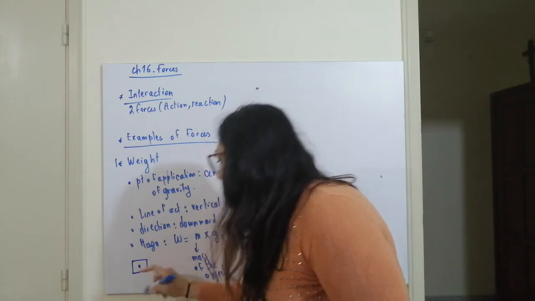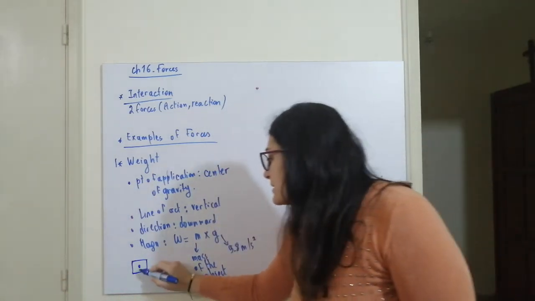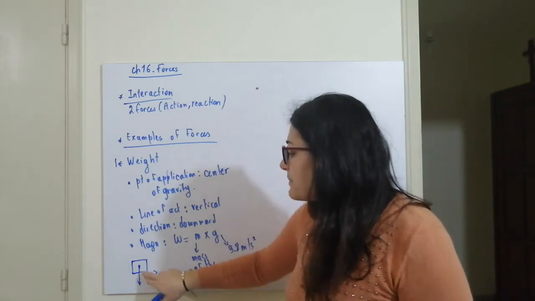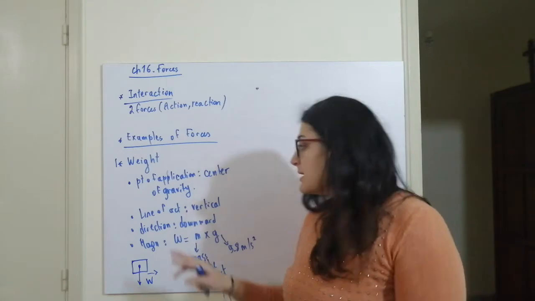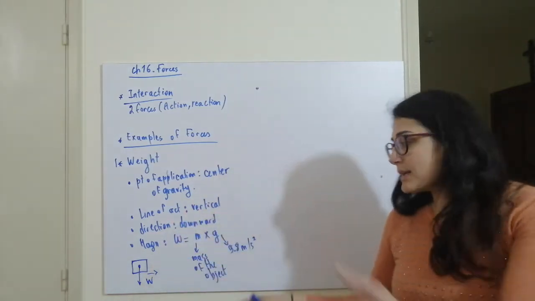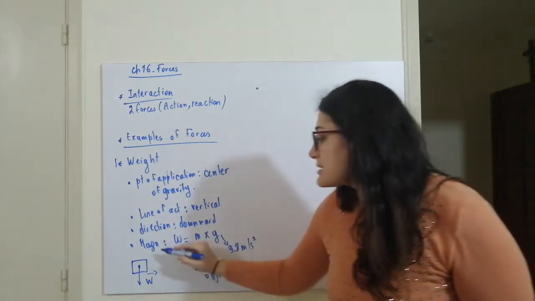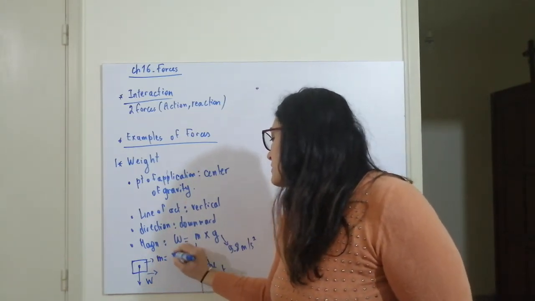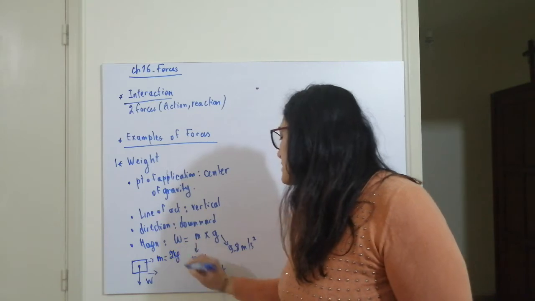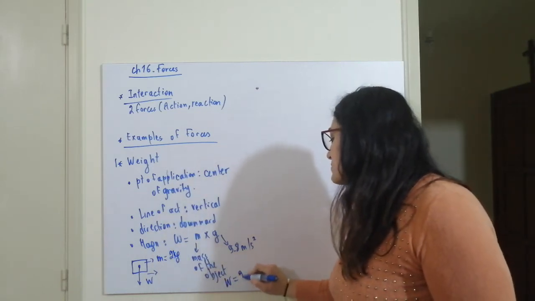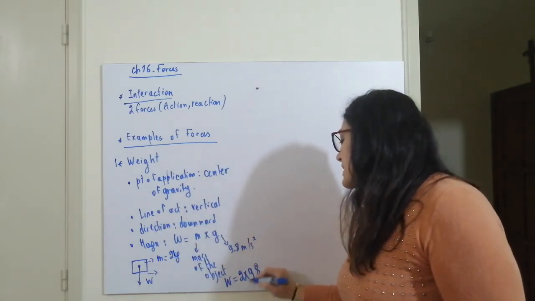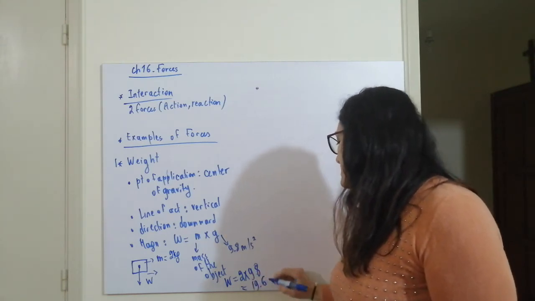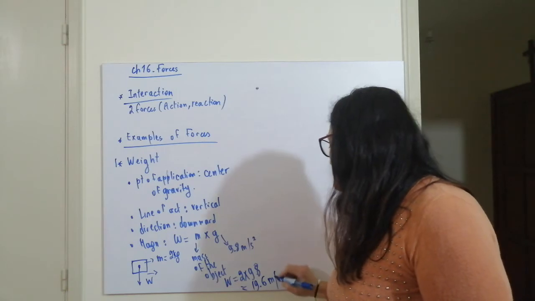This is an object. This is its center of gravity. This is its weight. The point of application is the center of gravity. The line of action is vertical, and it's going down. The magnitude depends on the mass of this object. Let's say this object has M equals 2 kilograms. So W in this case equals 2 times 9.8, equals 19.6 Newtons.